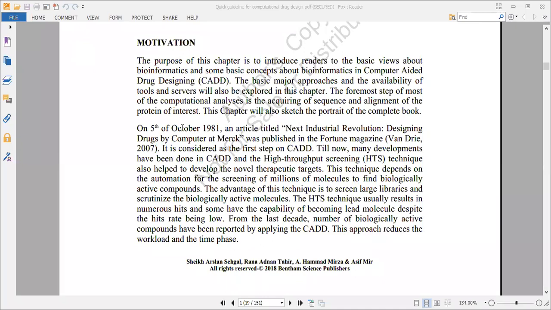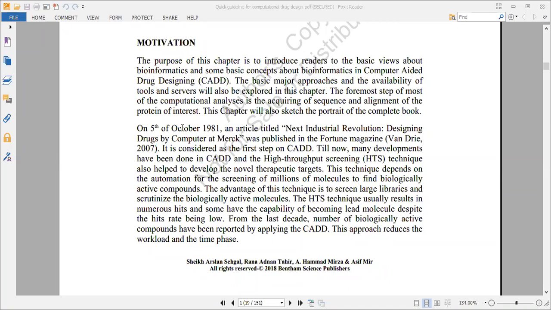The high throughput screening techniques also help to develop novel therapeutic targets. This technique depends on automation for the screening of millions of molecules to find biologically active compounds. The advantage of this technique is to screen large libraries and scrutinize the biologically active molecules.